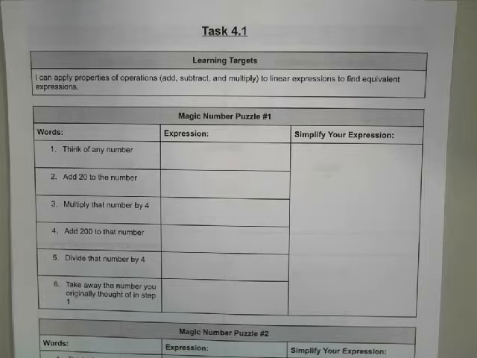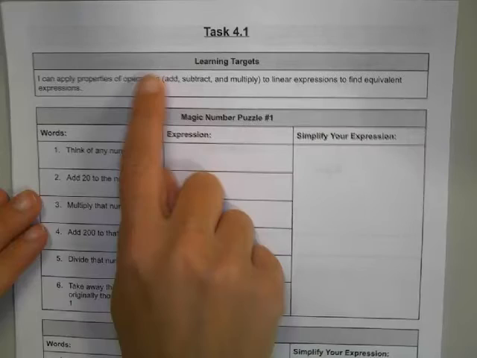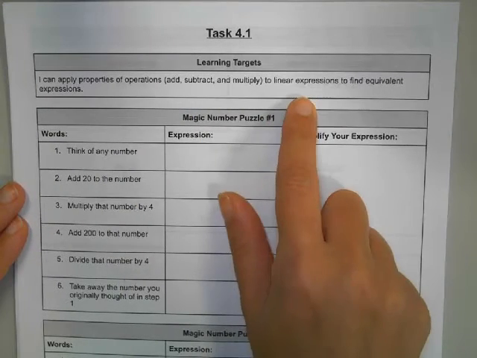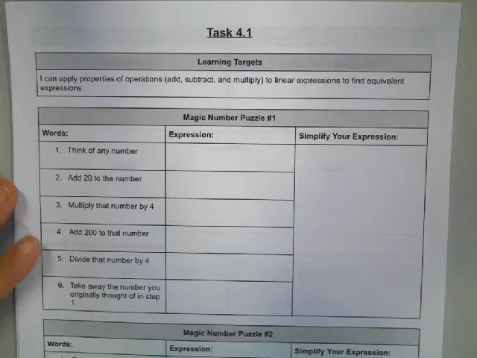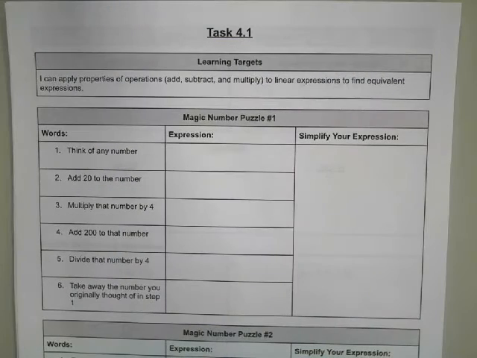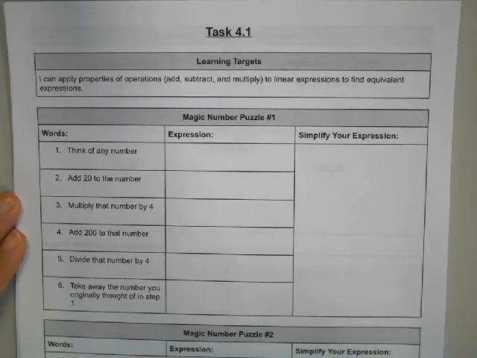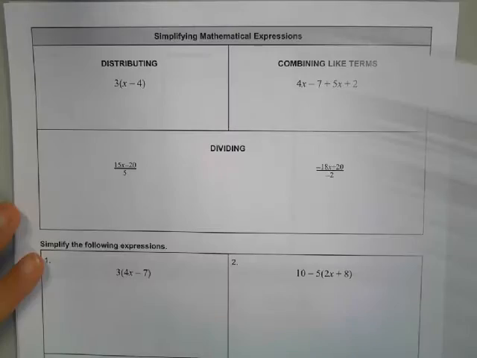Hi everybody, today's video is going to be about task 4.1, which is all about simplifying an expression. The learning target for today is: I can apply properties of operations, which means adding, subtracting, and multiplication, to linear expressions to find equivalent expressions. In other words, let's simplify expressions to find other expressions that are simpler, but still have the same value, equal to the original. In today's notes, I'm going to ask you to actually start on page 2.